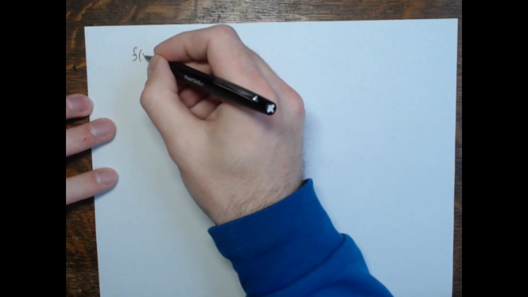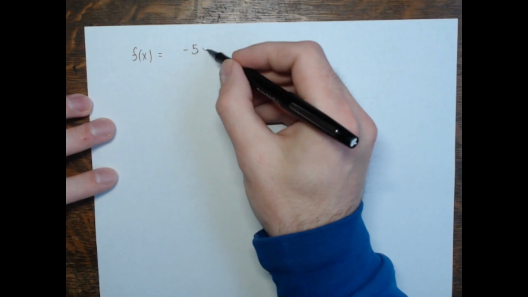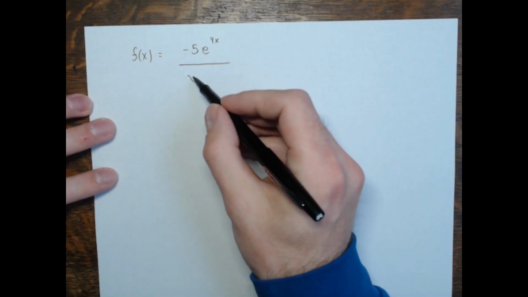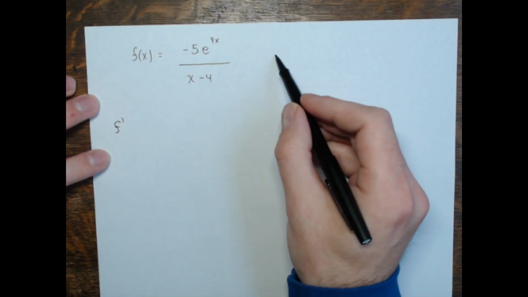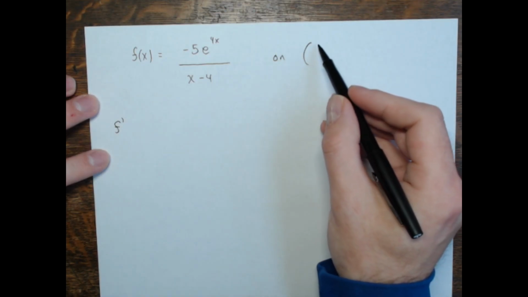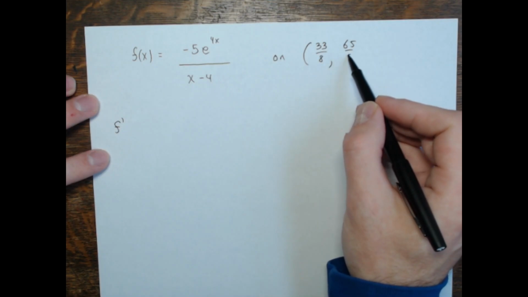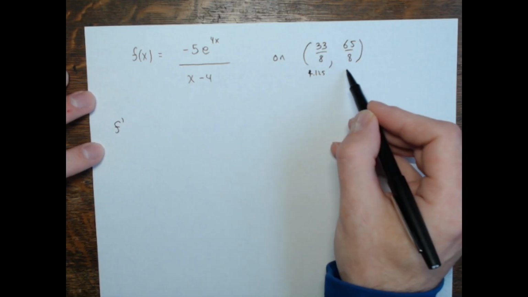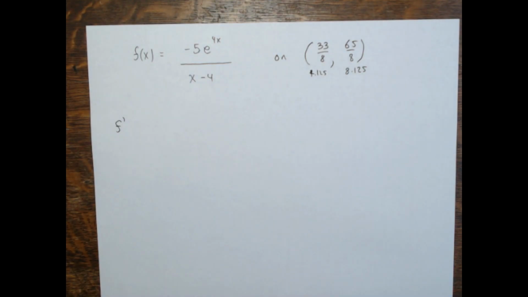All right. So here's the function I'm given. I'm going to put the minus up top. You've got -5 times e to the 4x power in the numerator, and x minus 4 in the denominator. So for the derivative, again, we're only looking on the interval between 33/8 and 65/8. So again, between 4.125 and 8.125, if you want to write decimal form.